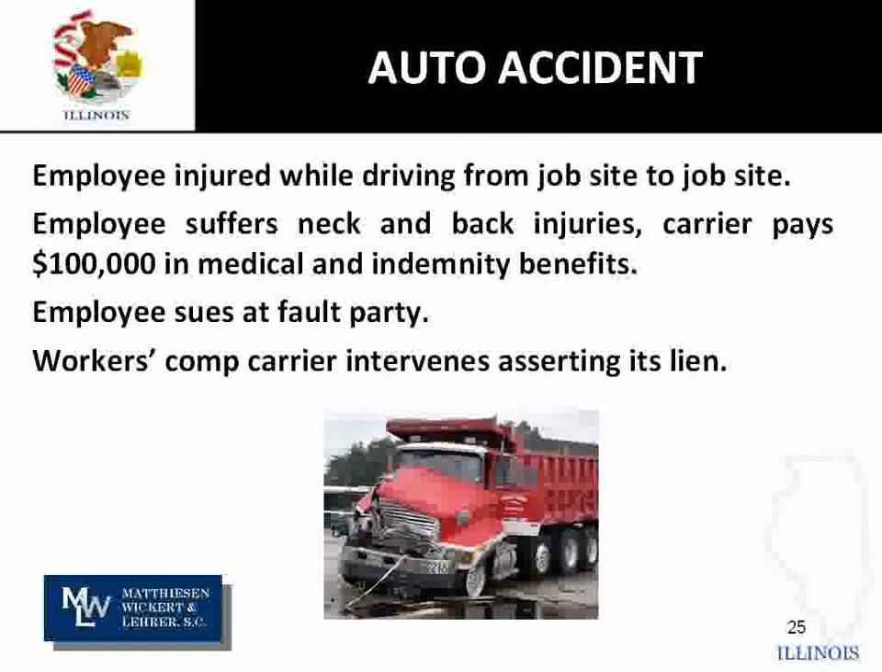Just to help you apply what we've learned today to a factual scenario, we have an auto accident: an employee injured while driving from job site to job site. The employee suffers neck and back injuries. The carrier pays $100,000 in medical and indemnity, and the employee turns around to sue the at-fault party. The work comp carrier intervenes, asserting its lien. This is essentially different from our salesperson example that we've been using throughout. It's a very simple situation. There's likely no potential for a Kotecki waiver or a Kotecki situation to begin with, to the extent that the employer in this factual pattern did nothing wrong.